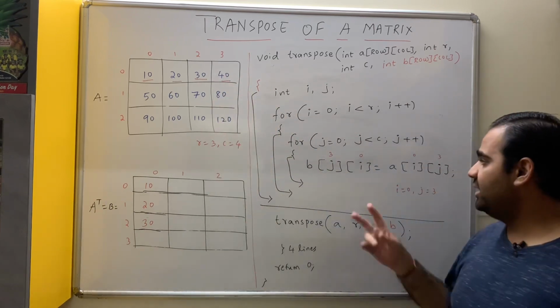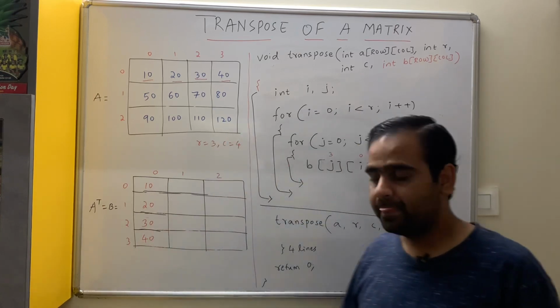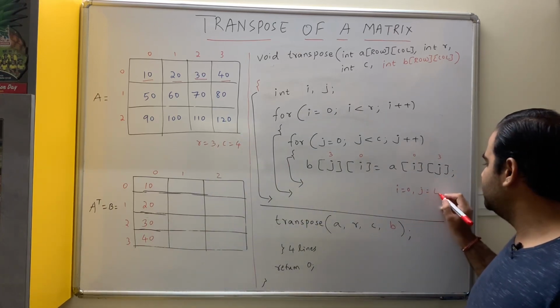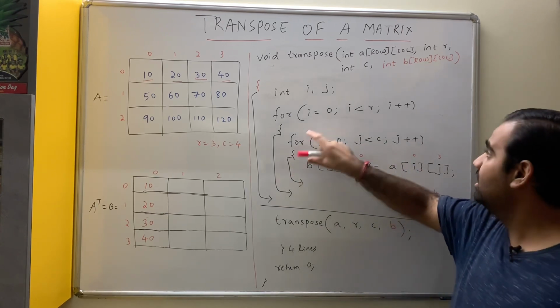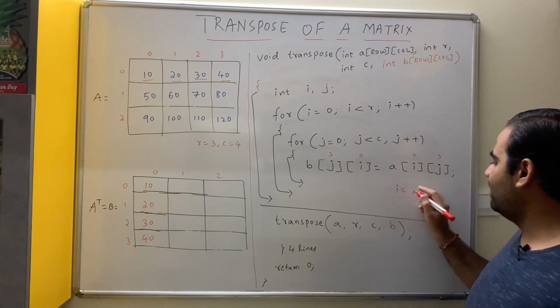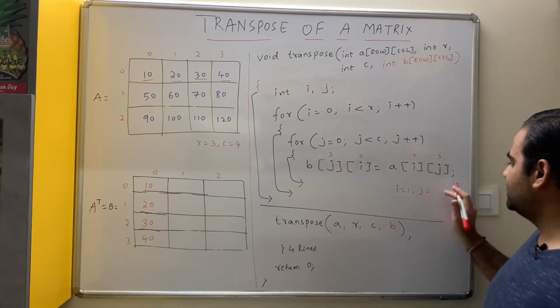40, and you write it at b of 3 0. This is 40. Now again you say j plus plus, j becomes 4. 4 less than 4 is false. You come out, that means the first row is done. I plus plus, the value of i will become 1. Now 1 less than 3, yes, again the value of j starts from 0.